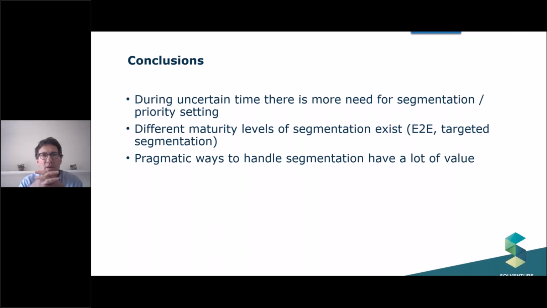So to conclude, we believe in uncertain times like we live in today, there is more need for priority setting, so just for segmentation. In segmentation, we have very different ways to look at things. The extreme is an end-to-end segmentation. I gave you an example of how that can look. I also talked about the other extreme, a very targeted, pragmatic approach, where you can start in just a couple of weeks to see the benefits coming in sooner. Voila, these are the messages I wanted to bring.